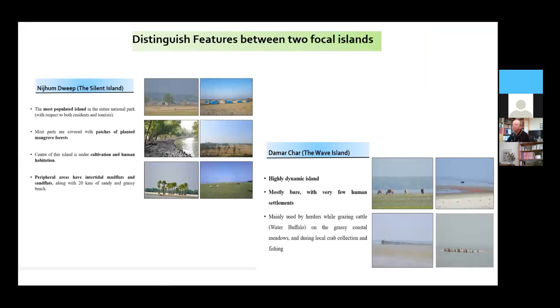But there are some distinguishing features in my focal islands. Nijumdip is mostly a populated area, with both residents and tourists, and most parts are covered with patches of planted mangrove forest. The center of this island is under cultivation and human habitation, along with the intertidal mudflats and sandflats. On the other hand, Domarchor is a highly dynamic island, because its mudflats and sandbars have been changing every year since 2005. This island is mostly used for cattle grazing by herders, and by local crab collectors and fishermen.